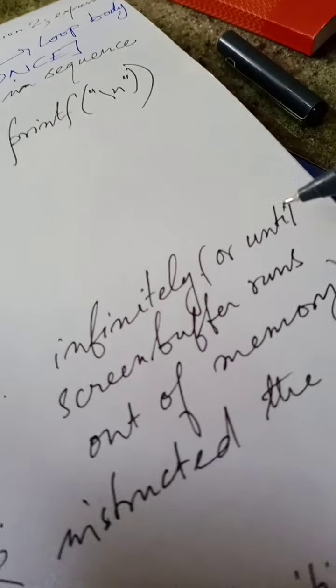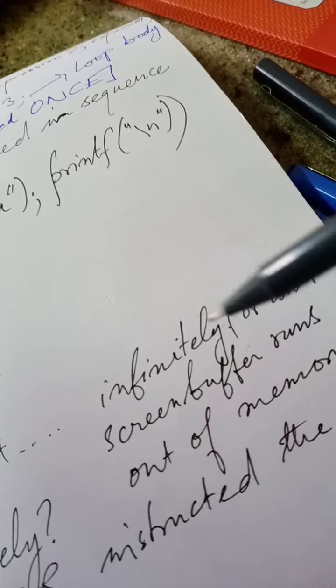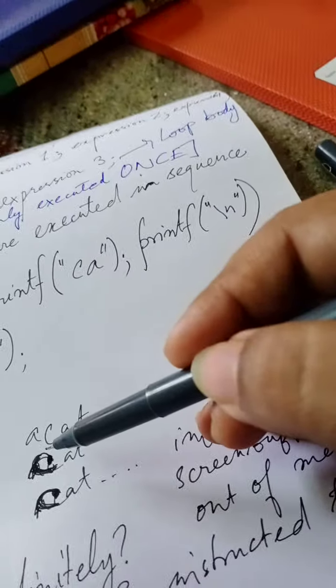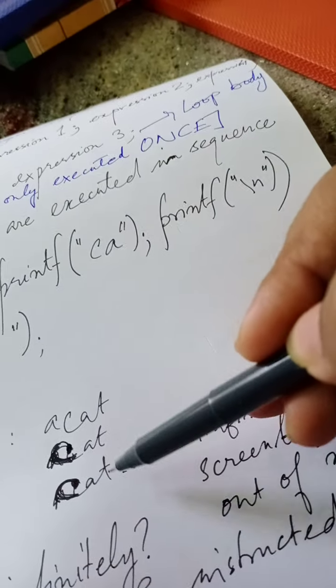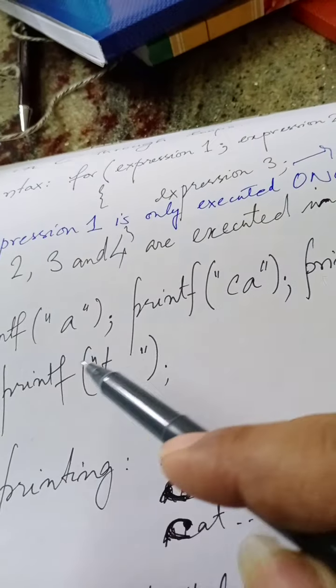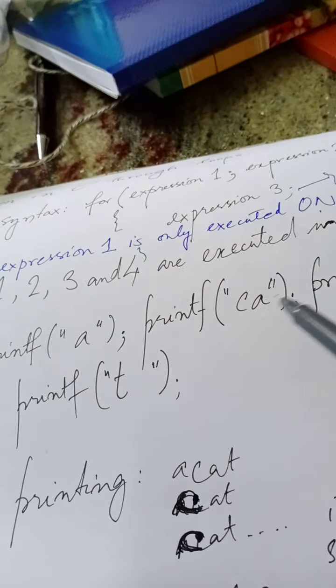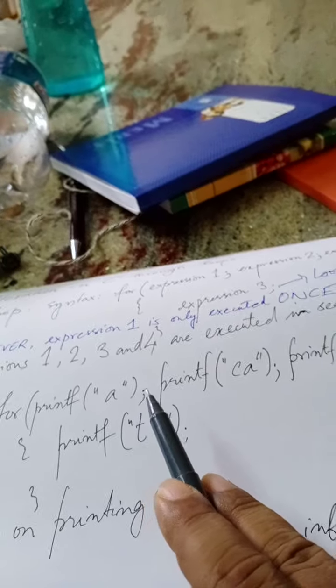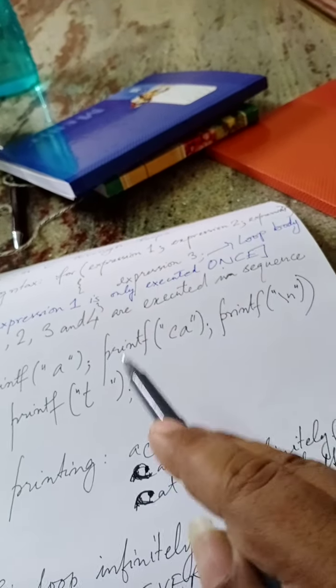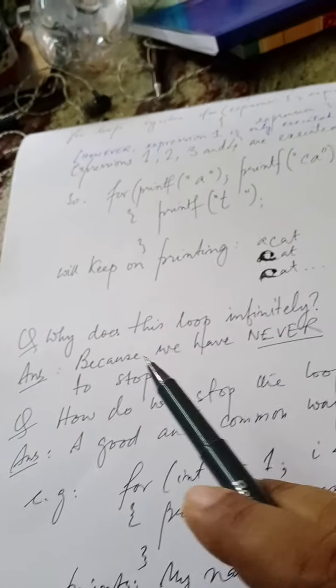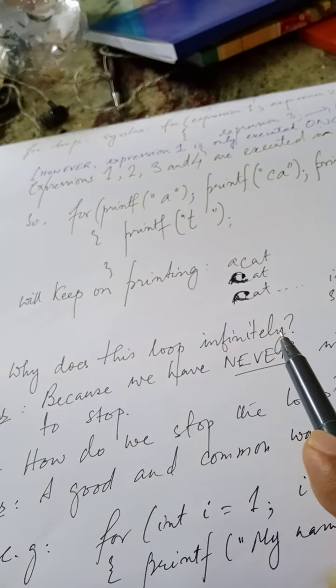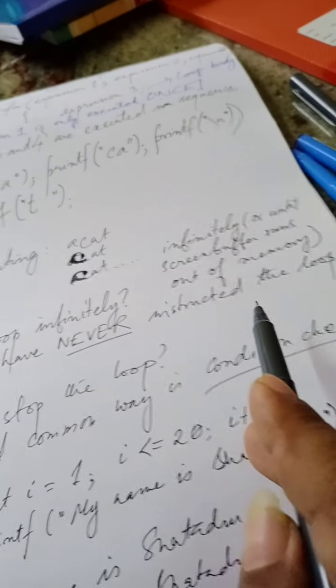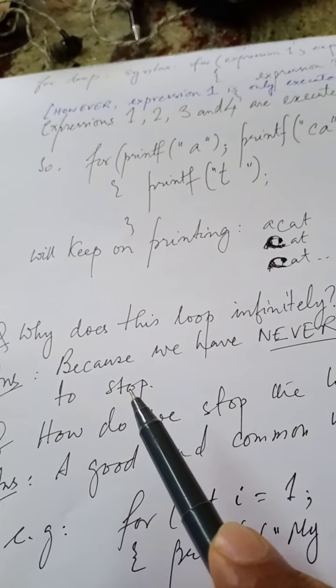It goes on infinitely, or until the screen buffer runs out of memory. Screen buffer is what is used to print on screen. If that runs out of memory, it will stop, otherwise it will go on. Why is that the case? Because you see here, we have not given anything that stops the loop. Printf A is a perfectly good statement, so is printf C A, printf T, and printf new line. So it will go on printing and printing. So why does this loop infinitely? Because we have never instructed the loop to stop.